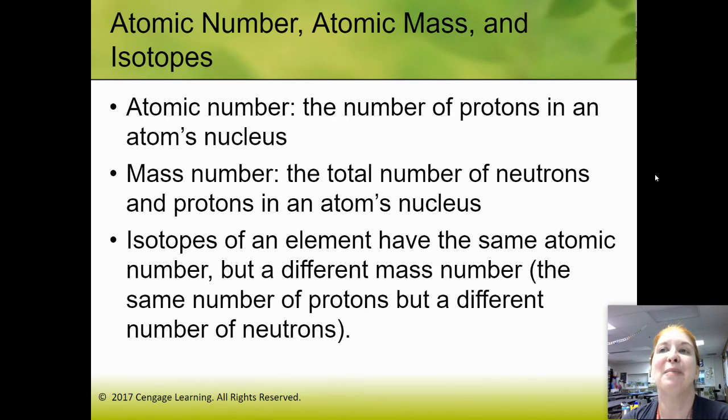So, atomic number is the number of protons in an atom's nucleus. The mass number is the total number of neutrons and protons in an atom's nucleus. And then when you have isotopes of an element, they're going to have the same atomic number, but a different mass number. So they're going to have the same number of protons, which makes an atom, but a different number of neutrons. So whenever you have an element, it always is going to have that same number of protons every single time.